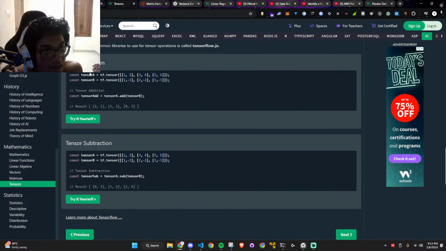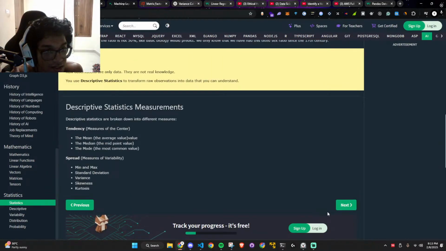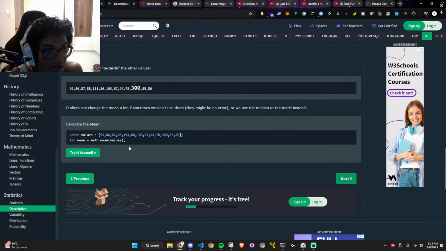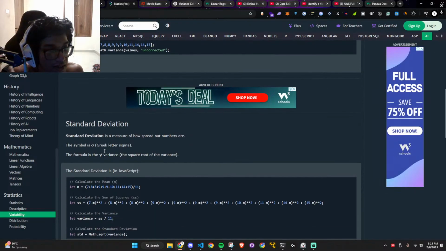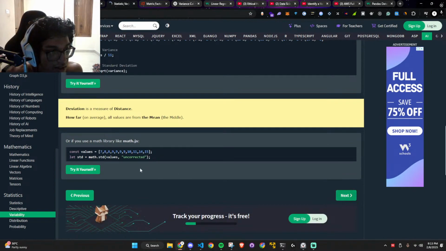This is adding tensors, so this is the tensor with these arrays. Then this is just adding onto it. Tensor B, boom. Same thing here. Usual stats: mean, mode, median. Yep. How to calculate them using the math library. Variance, I think I did this already. Standard deviation, we found that already.